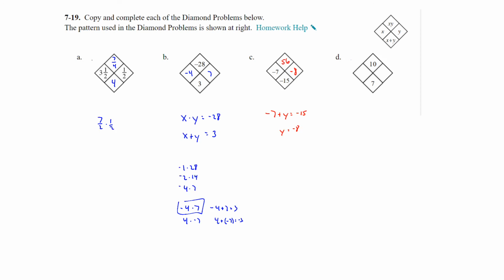And then D is similar to B, where I need two numbers that multiply to give me 10, and then those same two numbers have to add to give me 7. So with 10, you have 1 and 10, and 2 and 5. So you can see that 2 and 5 would be the better choice. 10 is positive, so you really could do 2 and 5, or negative 2 times negative 5, but they have to add to give you 7. So that would be a positive 2 and a positive 5.